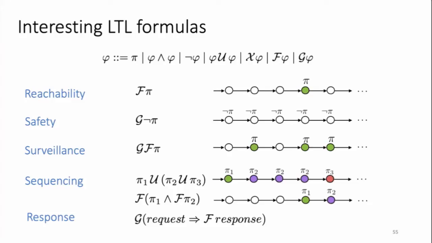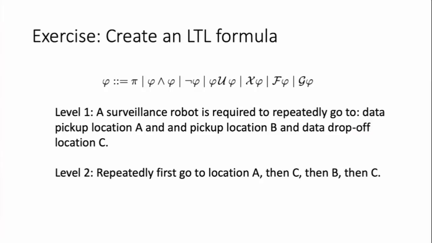The thing that I wanted you to do now is to create an LTL formula, your own little LTL specification. So this is our LTL language. Remember, we have until, we have next. Next is just like in the next state. We have eventually and always. And level 1: I have a surveillance robot, and it is required to repeatedly pick up data in location A, pick up data in location B, and drop off data in location C. How would you go around it? Try.